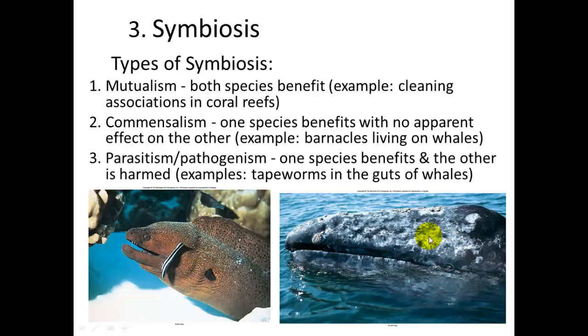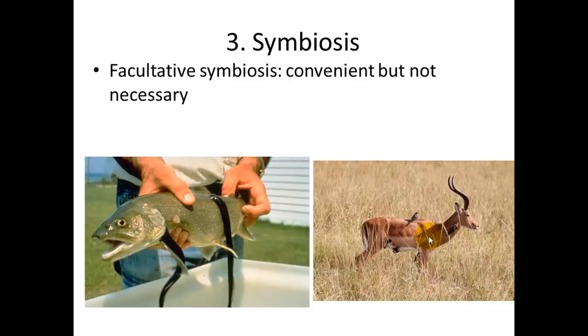All right, the third one, parasitism or pathogenism, is where one species is harmed, usually not killed, but still has a negative association with that other animal. So tapeworms in the guts of whales or humans or any other animal is a parasitic relationship. It's feeding off of it without killing it.